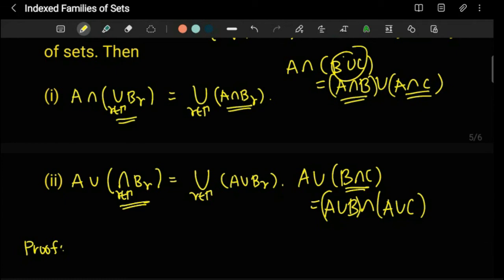Now for the other version, distribute the union: get A union B, A union C. So the union of A with each arbitrary set, and then you get the intersection.